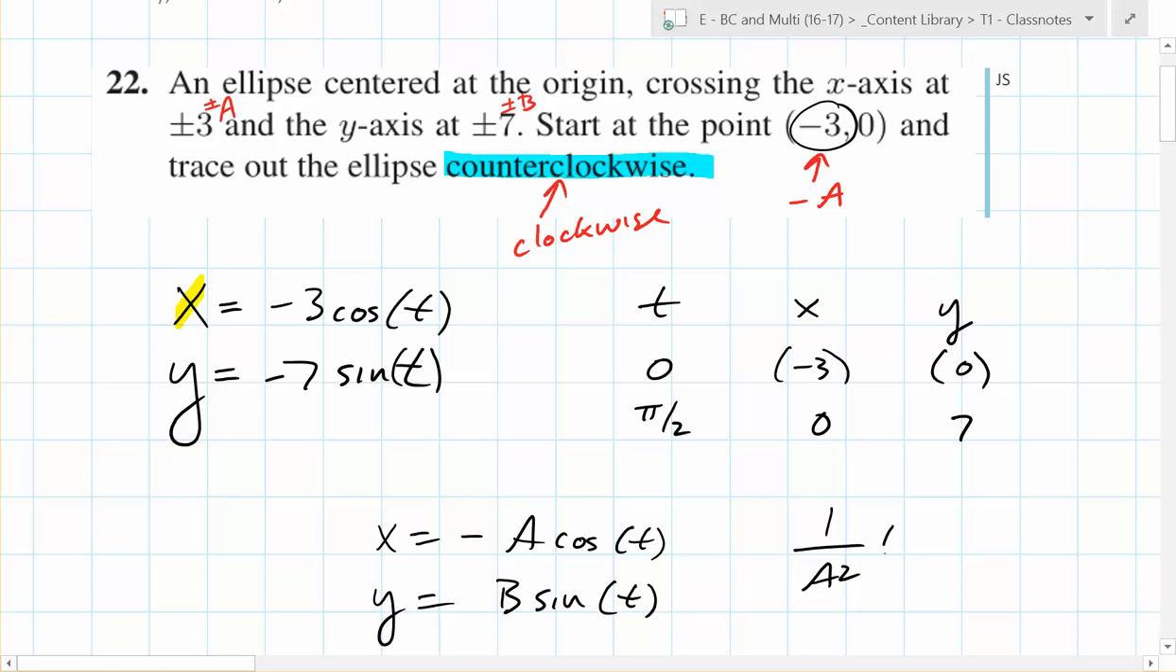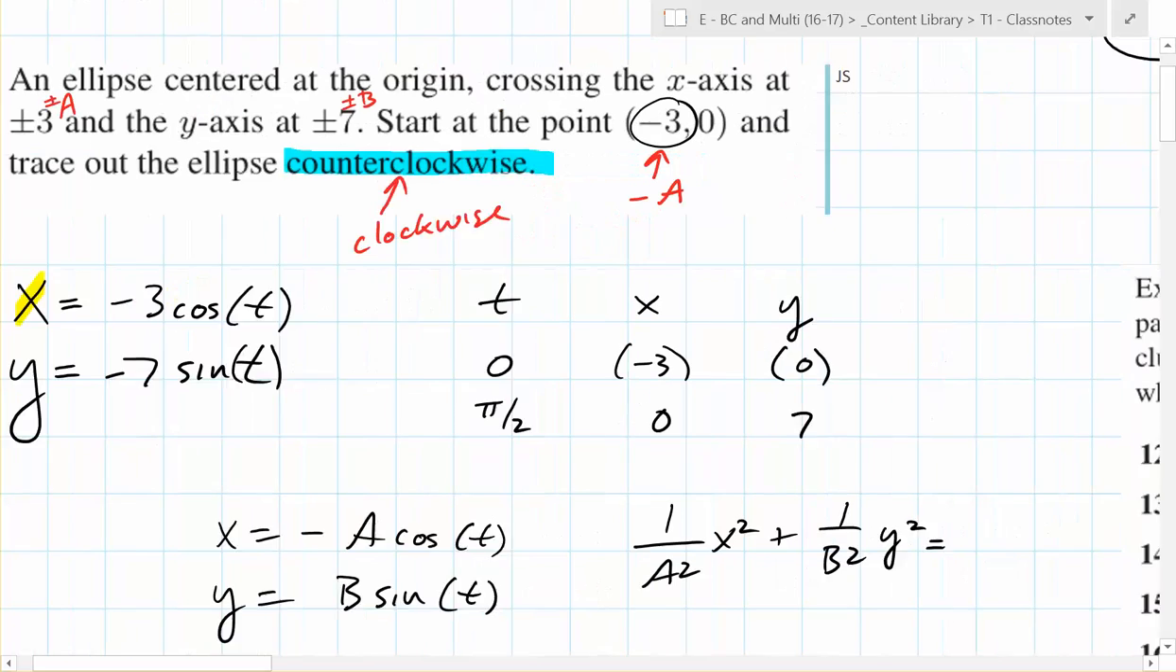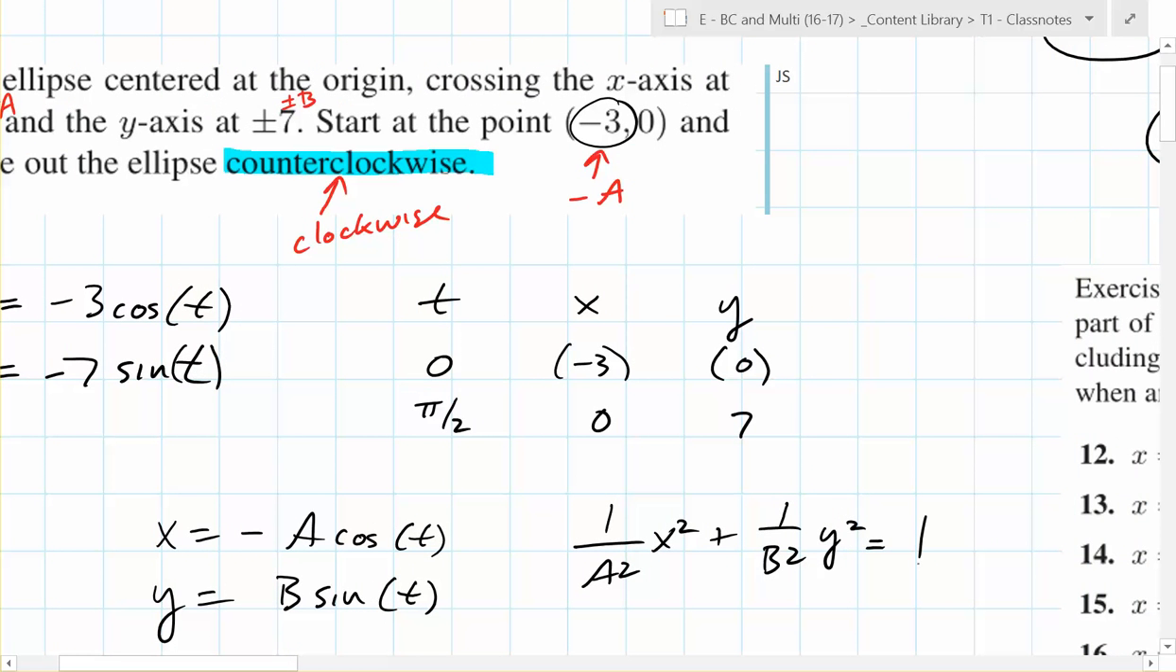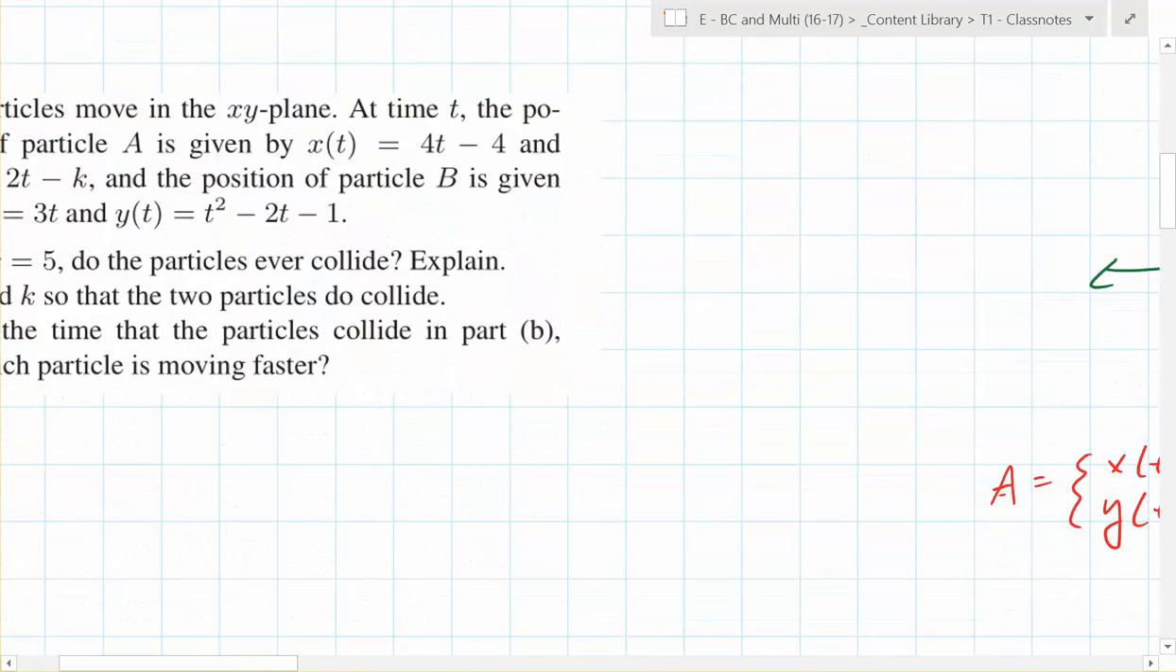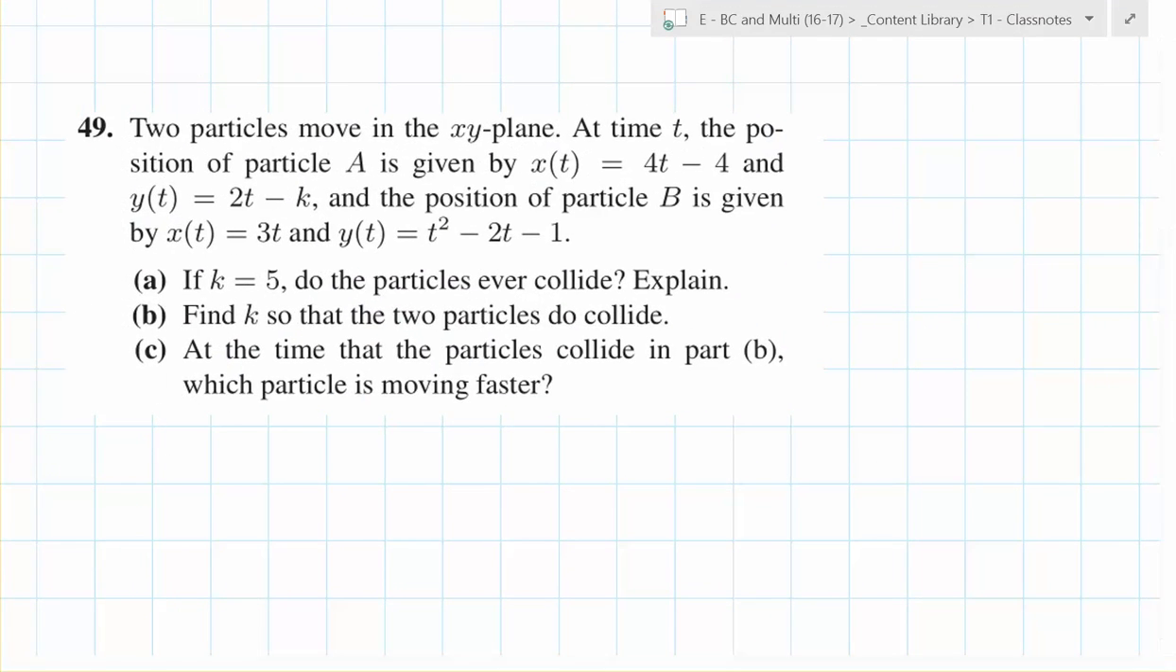A squared times what? 1 over a squared x squared plus 1 over b squared y squared, right? Equals 1. Cool? Sound good? Okay, why don't you trade one person per pair and work on this one right here.